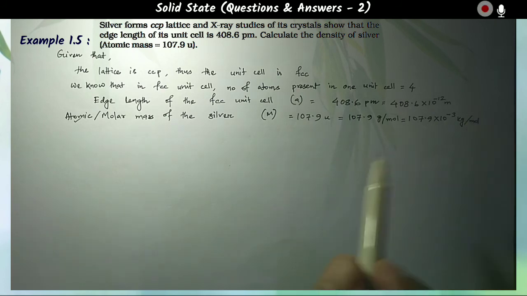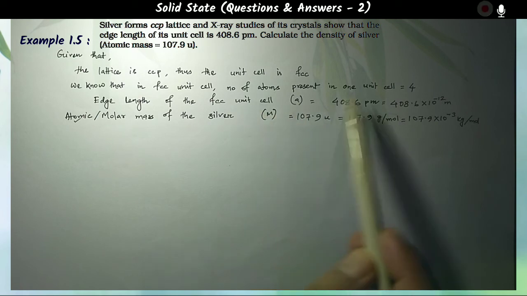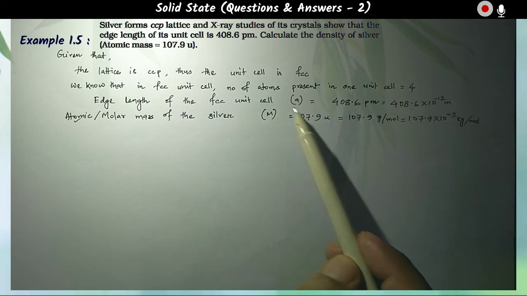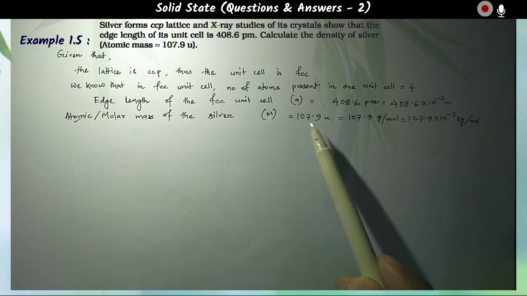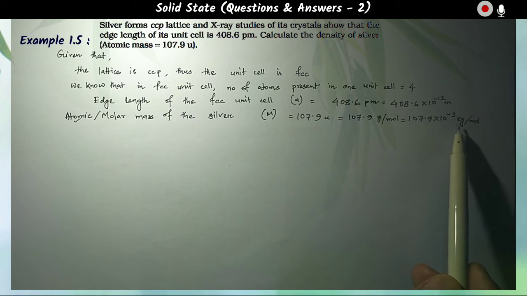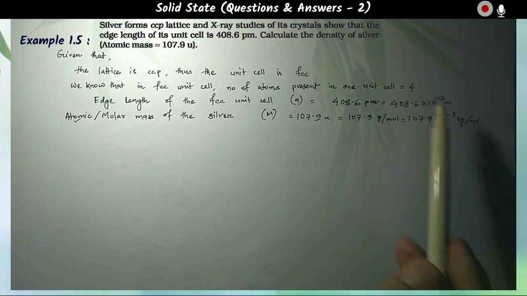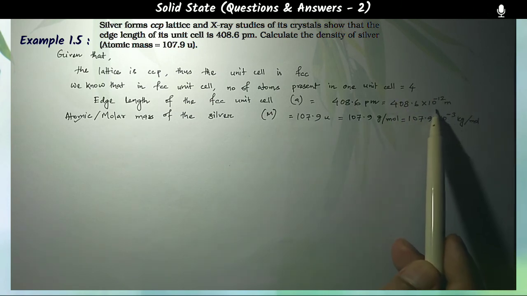Simple. So here you see, we converted the units into SI unit. A is in SI unit, and the atomic mass of the silver is also converted into SI unit. Even you can convert it into CGS unit, no problem, but the units should be in the same system. Here we use the SI unit system.